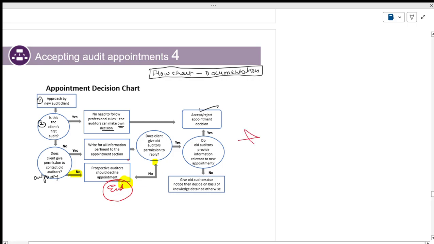Understand this, revise this whenever you are doing these things. First, if it is the first audit, fine. If it is not a first audit, a second audit, you should get the permission. You have to approach the old client and get the response from the old client. Then you have the option to accept or reject. But if the client is not giving permission to the outgoing auditor, we can outrightly decline the appointment. Just go through this once.